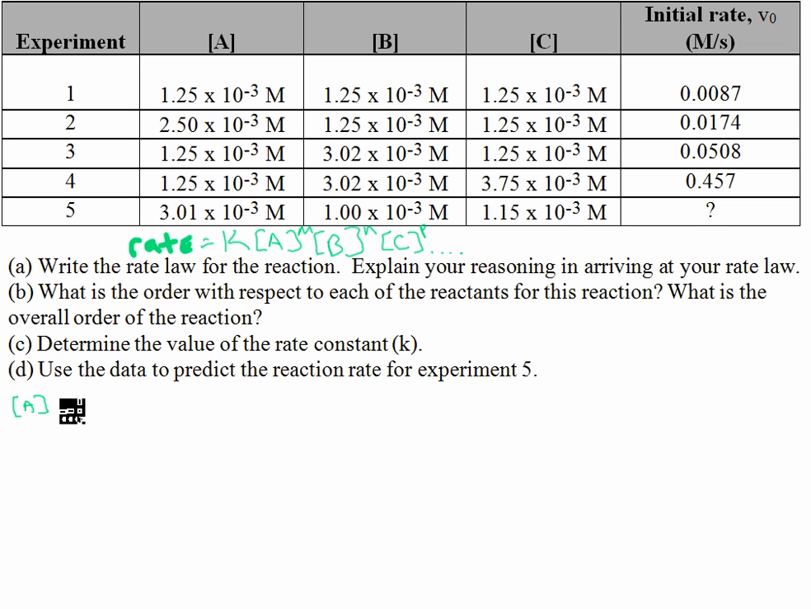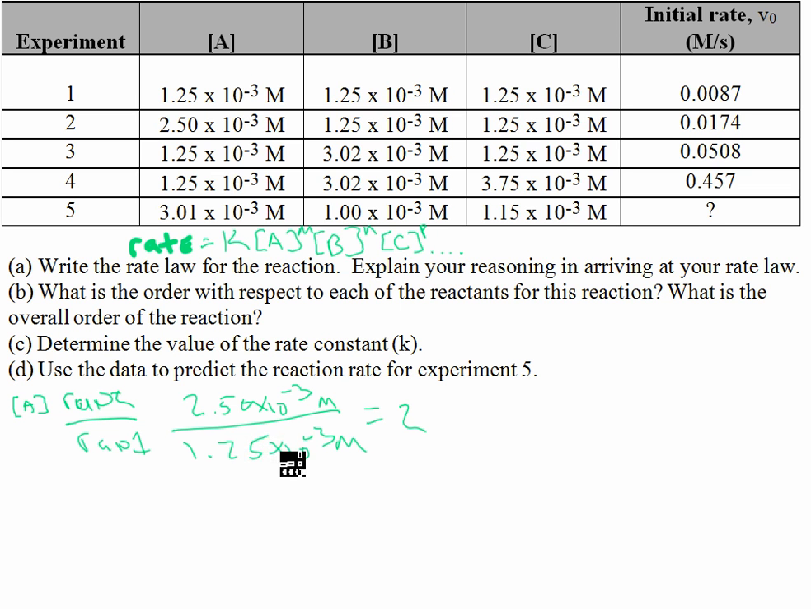So we're going to come up with a couple of ratios, and we're going to use run 2 over run 1. I'm going to look at my concentrations first: 2.50 times 10 to the negative third, big M, over 1.25 times 10 to the negative third, big M. This turns out to be 2, which means the concentration of A is doubled between trials 1 and 2. Let's see what effect that had on my rate.